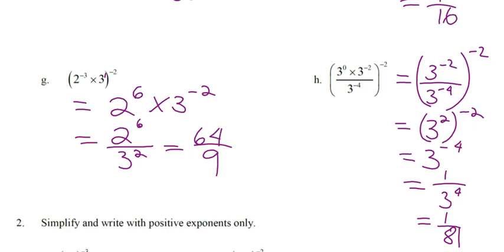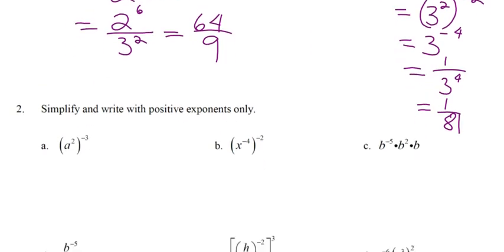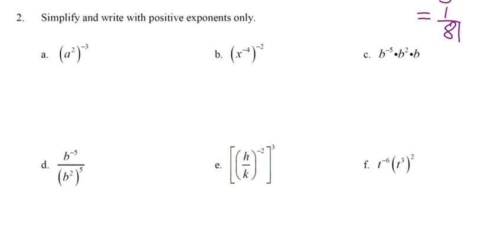It's all part of something bigger. All right, let's scroll down. Simplify and write with positive exponents only. Same stuff, right? Only it's variable bases now, not numerical. So in the end, it's not going to say evaluate, right? You cannot come up with a value.